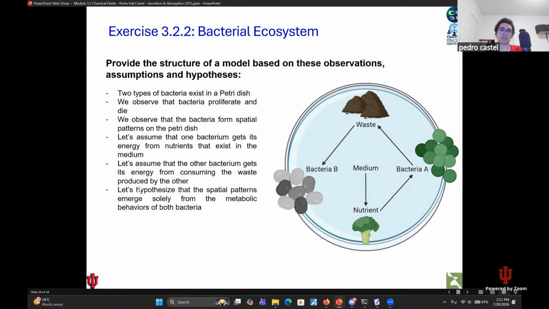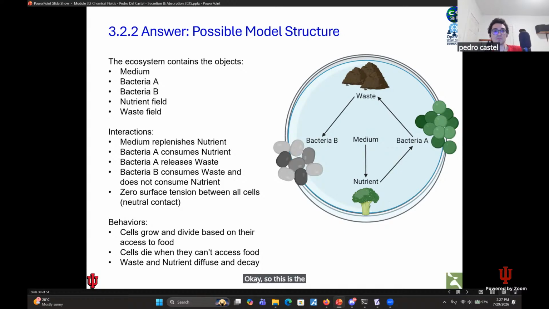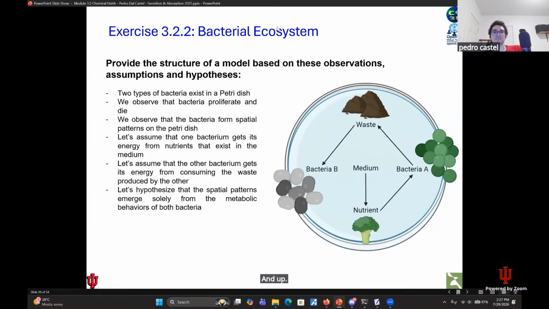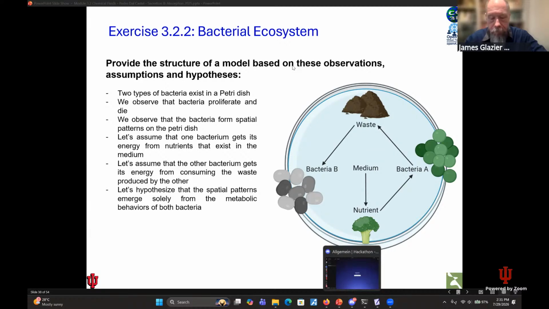Okay? So this is the setup, this is the problem. I want you to provide the model structure for this. What are the objects, behaviors, interactions of these objects? Okay. So that's the exercise.